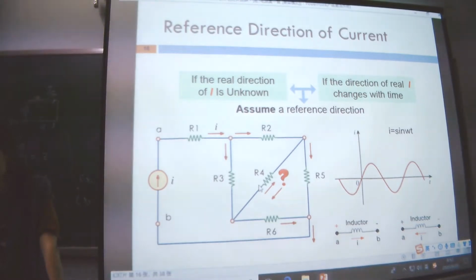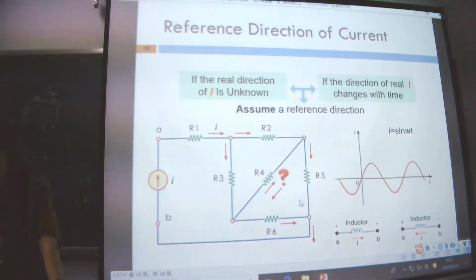For this, we have a current here. So this current can become two currents. If this is I2, I5, we can do it. The real direction is decided by R2, R3, R5 and R6, so it doesn't depend on itself.